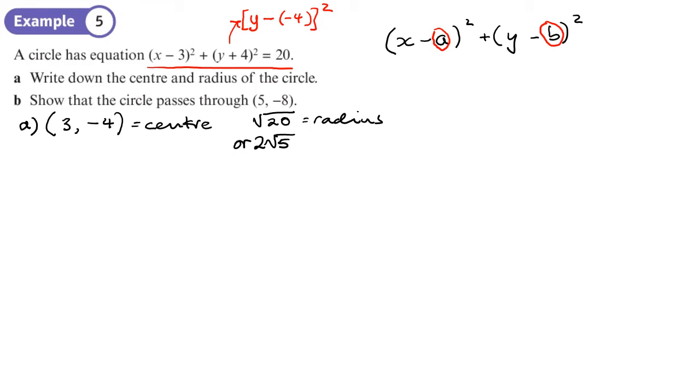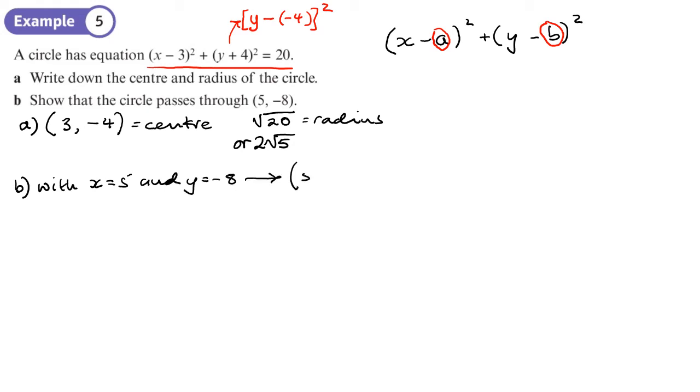Part B, show that the circle passes through (5, negative 8). Okay, to show that any equation passes through a point, what we do is we plug the coordinates into the equation to see if it works. So we're going to put (5, negative 8) into that equation of a circle and see if we get 20. With x equals 5 and y equals negative 8, what do we get?